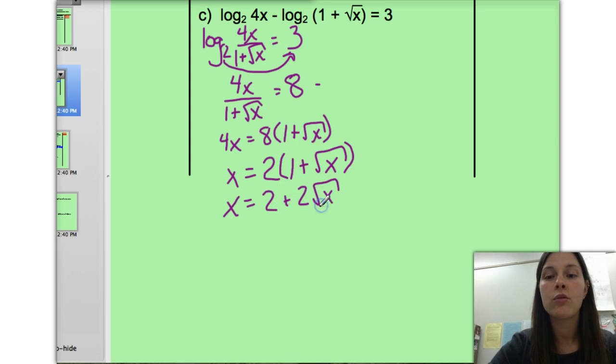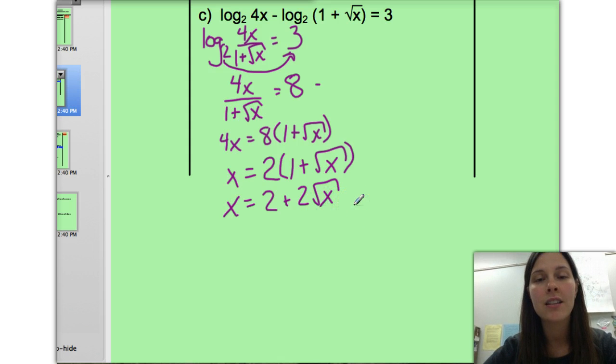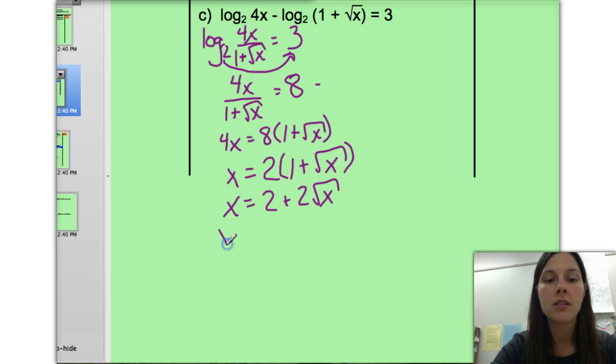Now, in order to get that square root of x as a regular x, I'm going to need to square it. Before I do that, I want just the square root of x and its coefficient on one side. If I square it right now, I will have to FOIL, and the middle term will still have a square root of x, which is not what I want. So I'm going to subtract 2 from both sides.